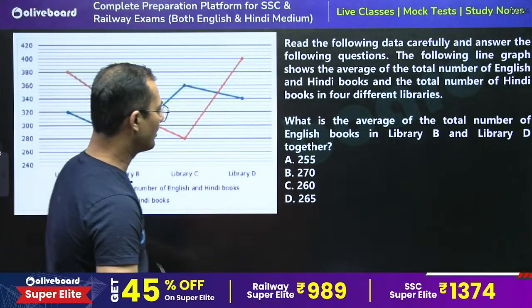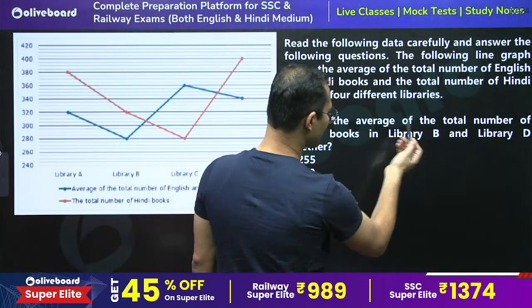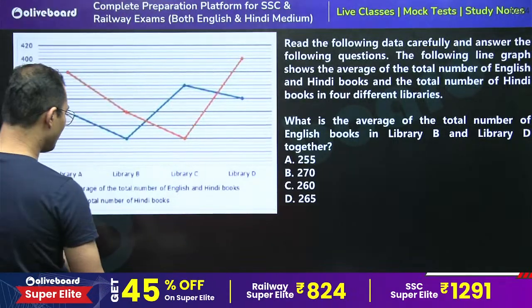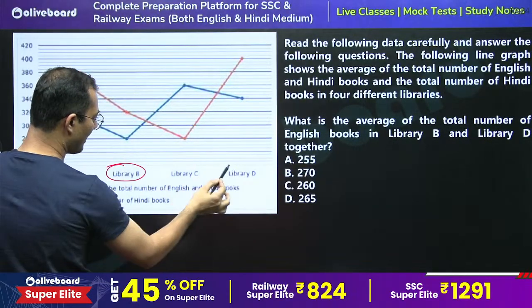Now the question is asking: what is the average of the total number of English books in library B and library D? So we have to focus on library B and library D.